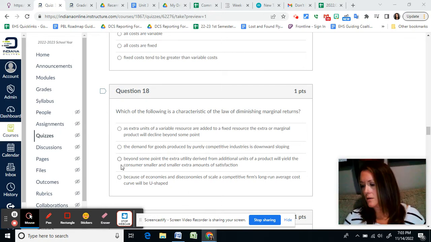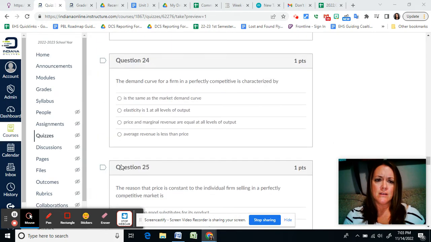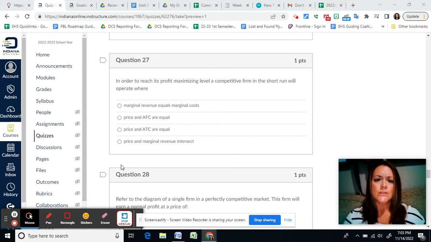Next one was number 27. So in order to reach its profit maximizing level, a competitive firm in the short run will operate where, I think you said where price and ATC are equal. That would be true for long run equilibrium. This is asking in the short run. So what has to equal what in order to be looking at the profit maximizing situation? Price and ATC would be long run equilibrium. In the short run, what 2 curves are we looking at intersecting to find that profit maximizing point?